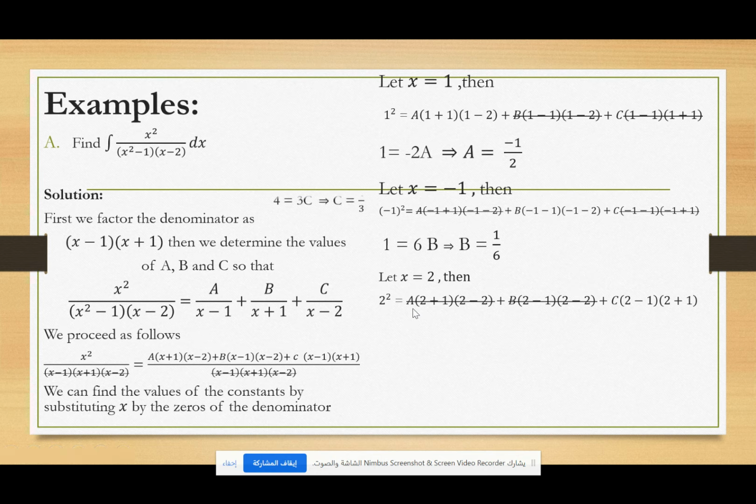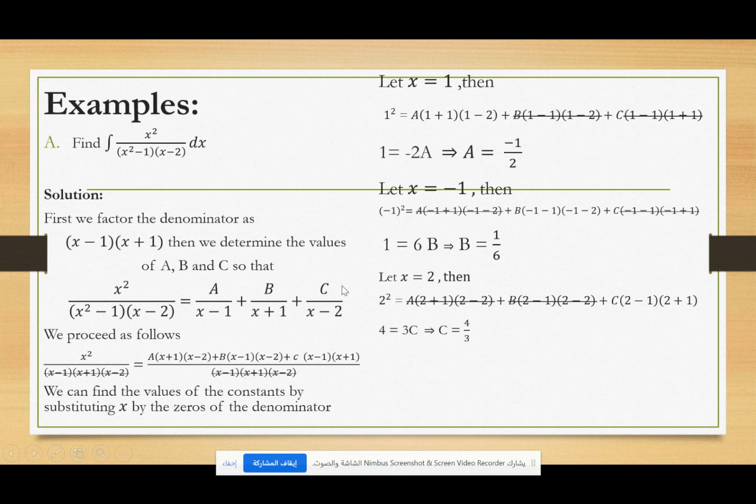Now let's evaluate it. Here 2 minus 1 is 1 and 2 plus 1 is 3. 3 times 1 is 3. From the other side, 2 to the power of 2 means 2 times 2, which is 4. And that means you can get c by dividing both sides by 3, and you will get 4 over 3.